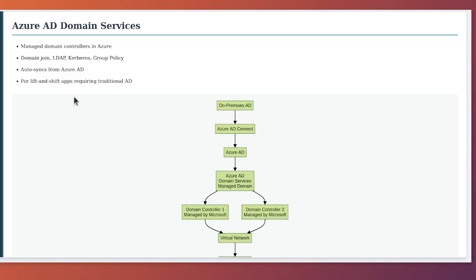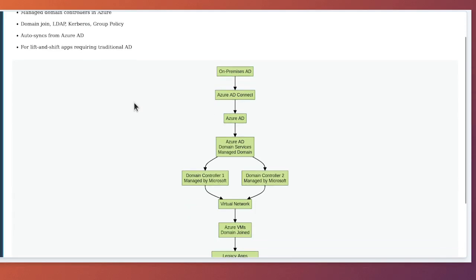The key distinction is that Azure AD is a modern cloud identity service that doesn't provide all the features of on-premises Active Directory. Azure AD doesn't support LDAP binds, Kerberos authentication, computer accounts, or group policy objects. These are legacy features required by many on-premises applications. Azure AD Domain Services bridges this gap by providing a managed Active Directory domain in Azure that's compatible with these traditional requirements.